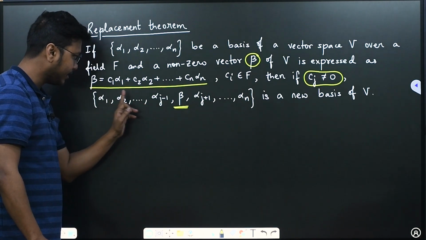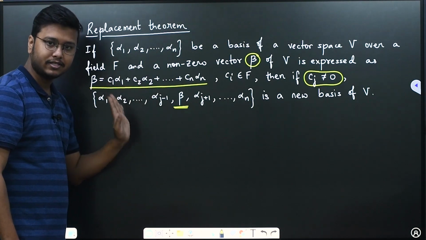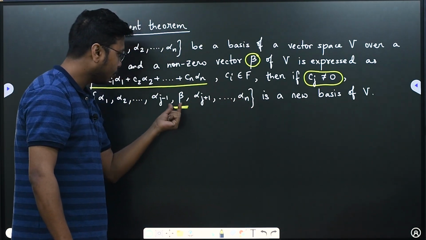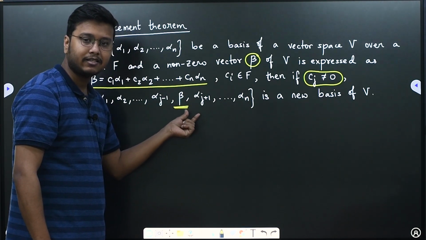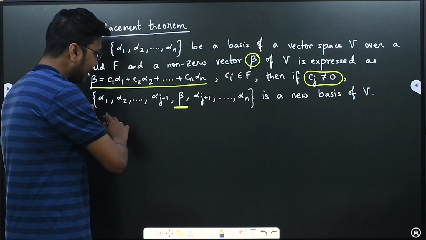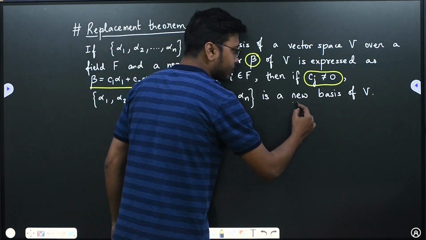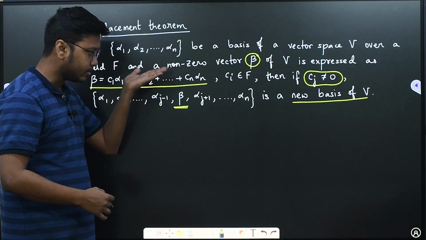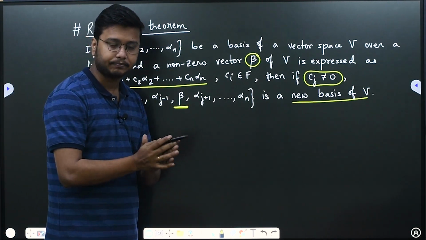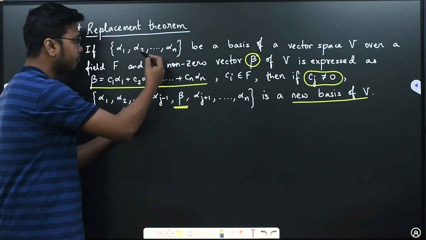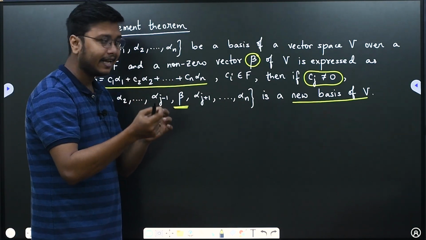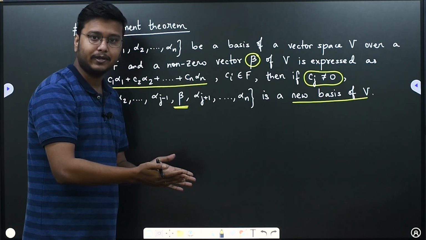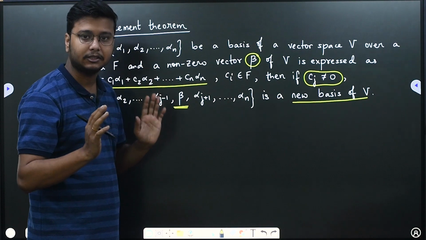So as you can see, up till alpha j minus 1 I have the same previous elements. Continuing from j plus 1 I have the same elements again, only in place of alpha j I have replaced it with beta. Then I'm going to say that this also forms a new basis of the vector space. So the previous one was a given basis, this is again a new basis. This process of replacing a certain element from the basis by another element and still forming a new basis is called the replacement theorem.